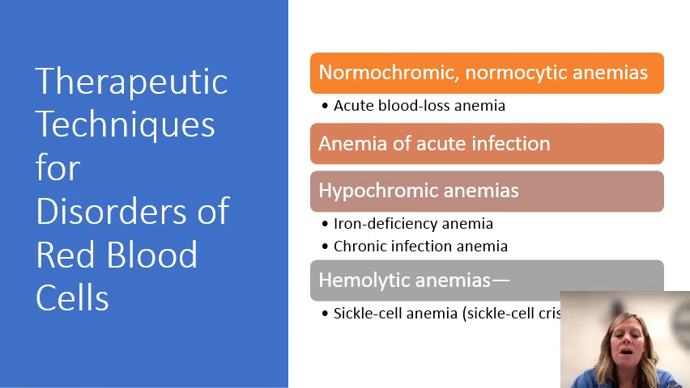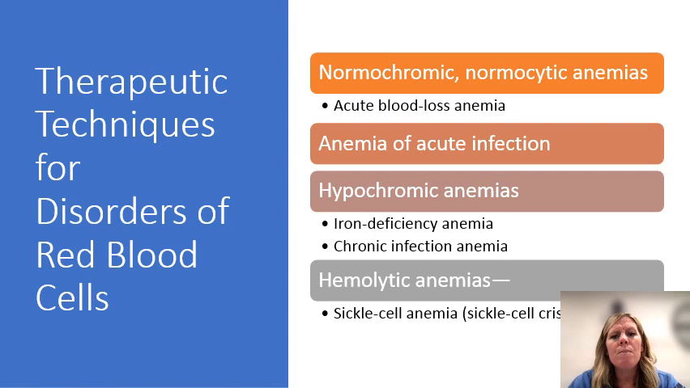Hypochromic anemias, the iron deficiency anemia, right? So we want prevention with this. Prevention is kind of key. So we prevent it in infants through breastfeeding, and if not breastfeeding, that's why we use iron fortified formula, which then proceeds to iron fortified cereal for their first foods. Prevention is really key to prevent the development of iron deficiency anemia.